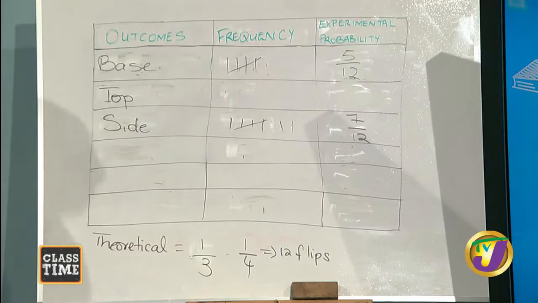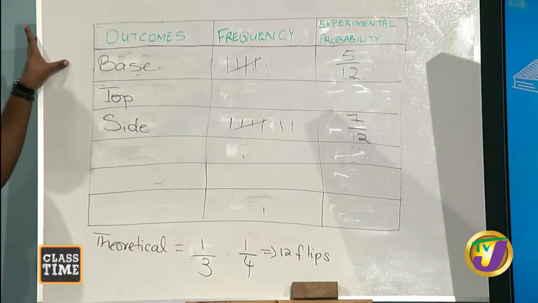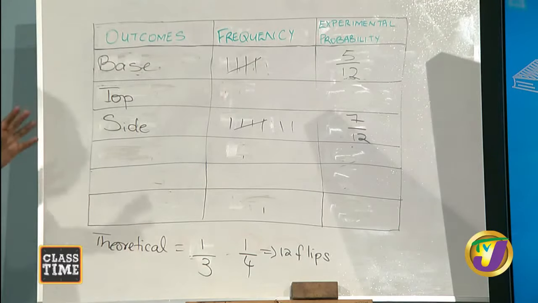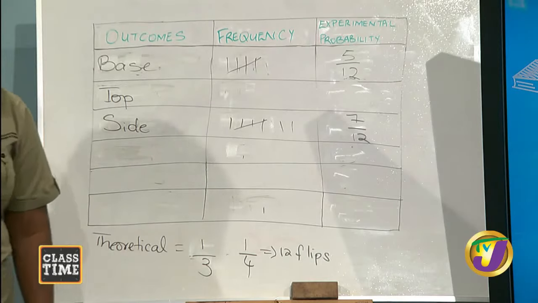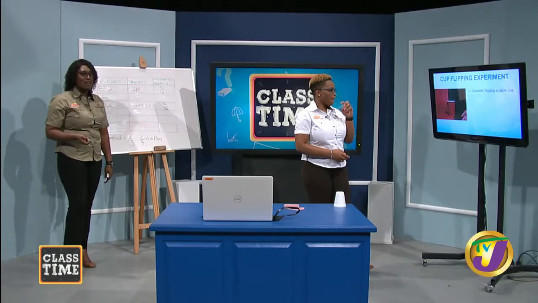So let's look at our table, guys. Our table for landing on the base was 5/12ths. Top up was 0. Landing on the side was 7/12ths. So based on this, is our theoretical probability matching our experimental probability? Nope. But is that a problem? Nope. So sometimes that happens. There are times when your theoretical probability will not match up to your experimental probability.